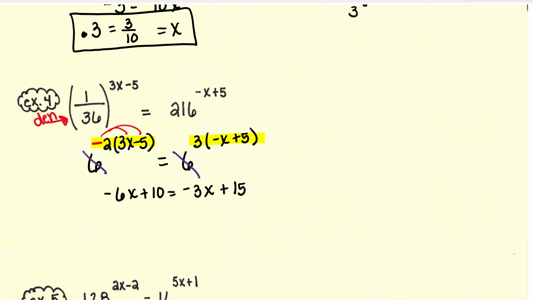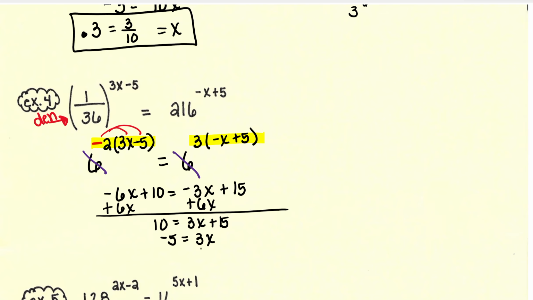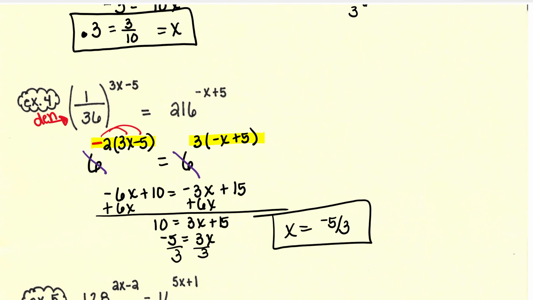It's your choice if you want to bring the 6 over or bring the 3 over. I think I want to bring the 6 over to avoid negatives. So 10 is equal to 3x plus 15. Subtract that 15 over. Negative 5 equals 3x. Divide by 3. And you get x equals negative 5/3.